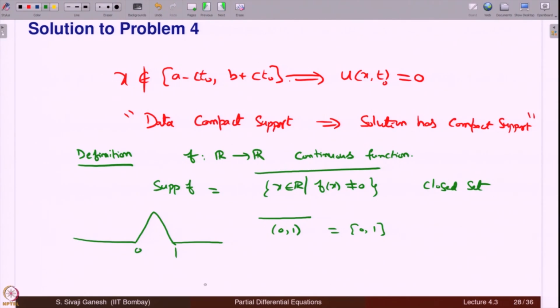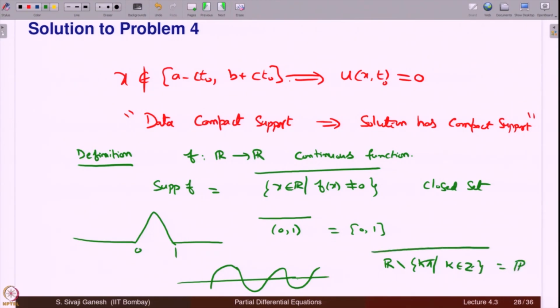Now, if you look at another function, which is sin x, where it is not 0 is precisely everywhere except the points where sine is 0, which are integer multiples of pi. So, from R you subtract integer multiples of pi and take the closure, and that is R. So, the support of the sin x function, or the cos x function for that matter, is R. The support of the function here, like this hill, is actually the interval [0, 1].